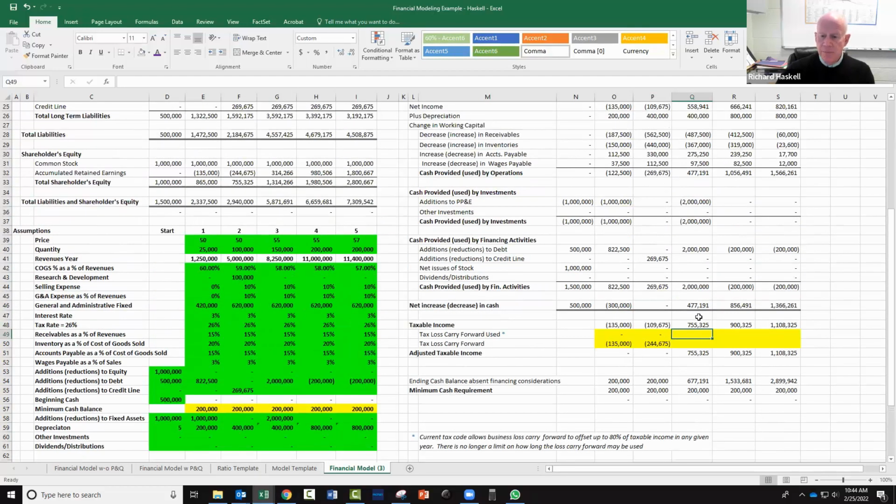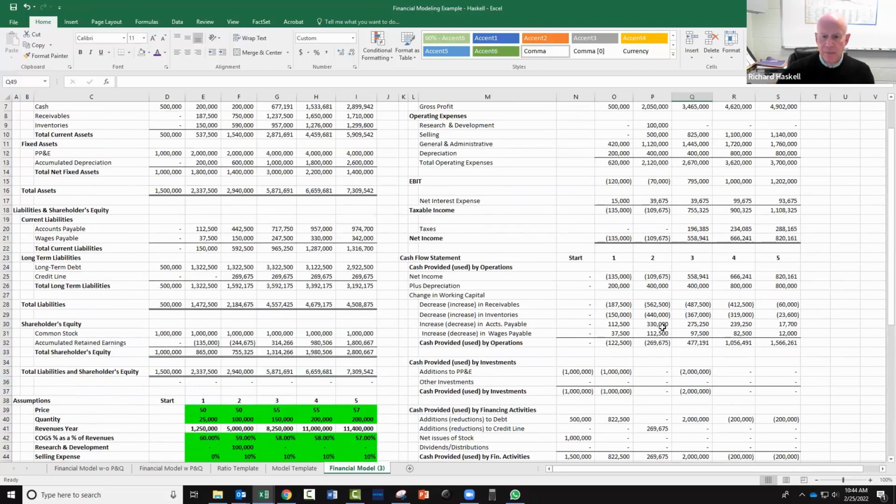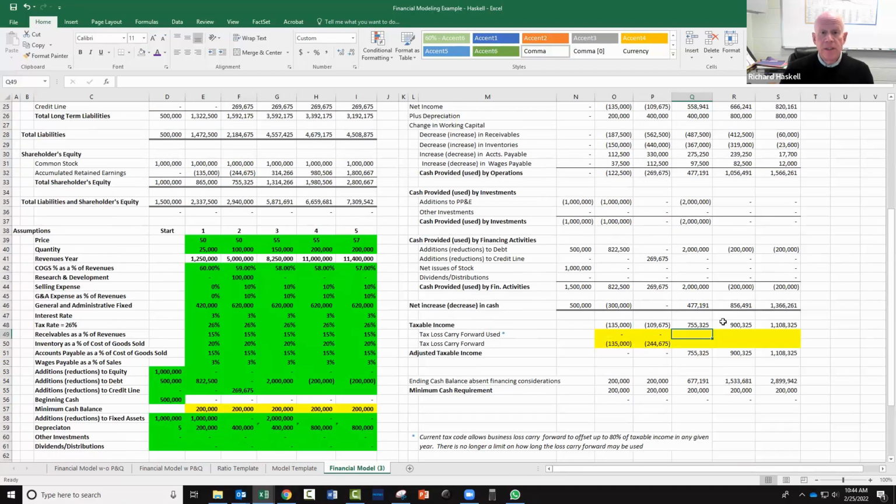And notice that I'm pulling taxable income here. I've got taxable income of $755,325. I can reduce that by the $244,675, and my taxable income now becomes $510,650. The next year, I don't have anything I can use because I've used everything up in the prior year, and so now these just become zeros.